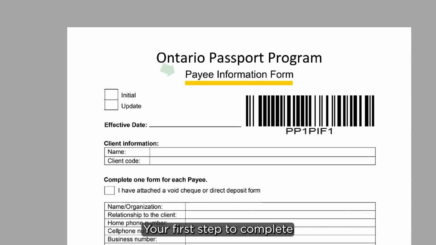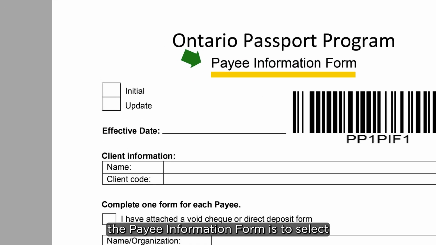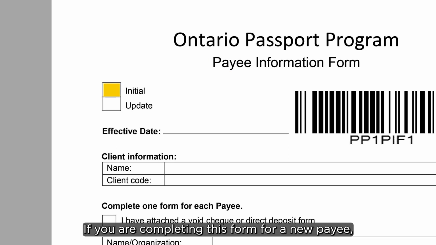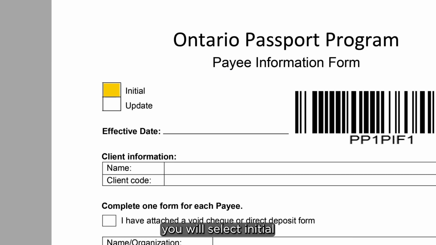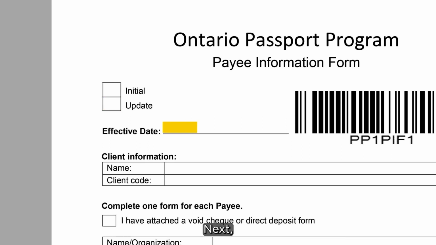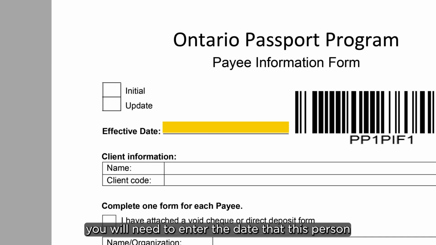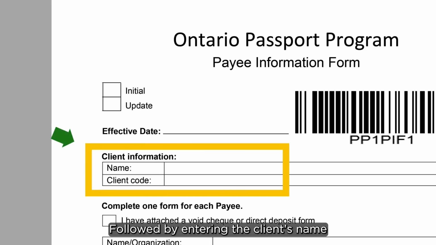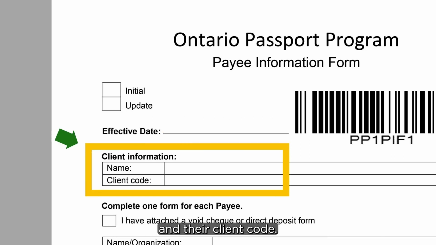Your first step to complete the payee information form is to select if this form is for a new payee or an update to an existing payee. If you are completing this form for a new payee, you will select Initial, and if you're updating information for an existing payee, you will select Update. Next, you will need to enter the date that this person will be the payee by writing the date in the Effective Date section, followed by entering the client's name and their client code.